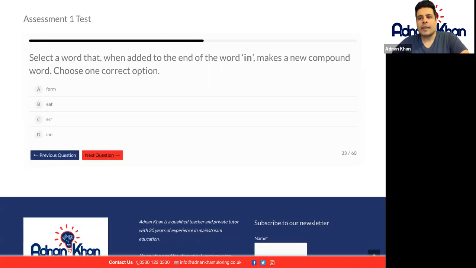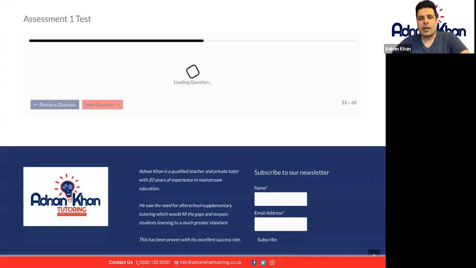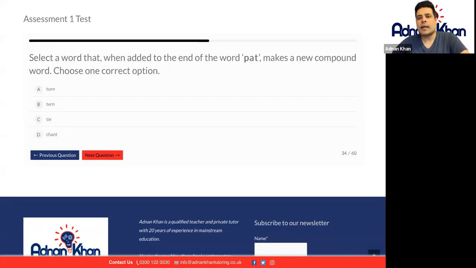And let's move on. In this case, select a word that when added to the end of the word "in" will make a new compound word. What can that be? I would say it will be "inform". Inform is a new word. And in this case, select a word that when added to the end of the word "pat", P-A-T, makes a new compound word. In this case, I would say "pattern", because pattern is spelled P-A-T-T-E-R-N.